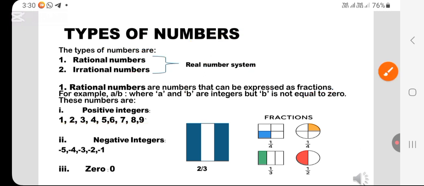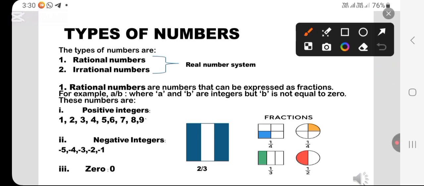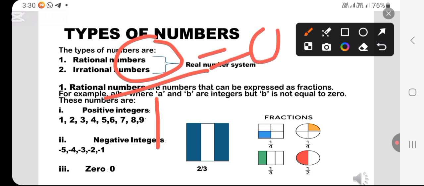We can also express another type of rational number as a fraction, such as 0. It can be expressed as a fraction like this: 0 over 1, which gives us 0. We can express it as a fraction like this.